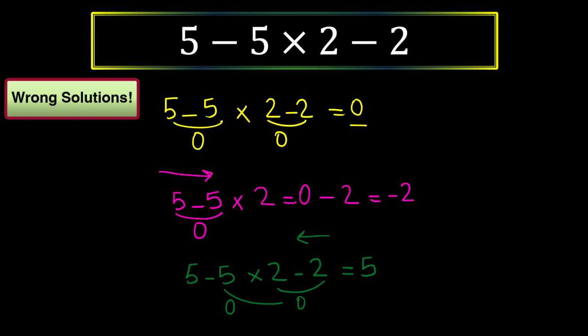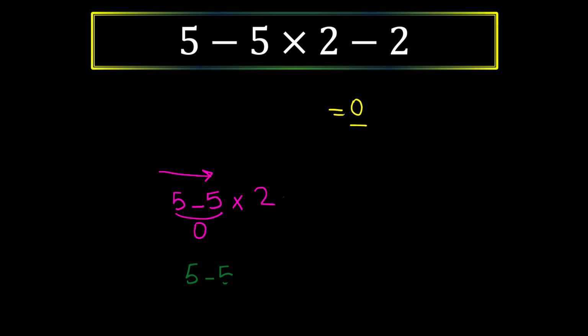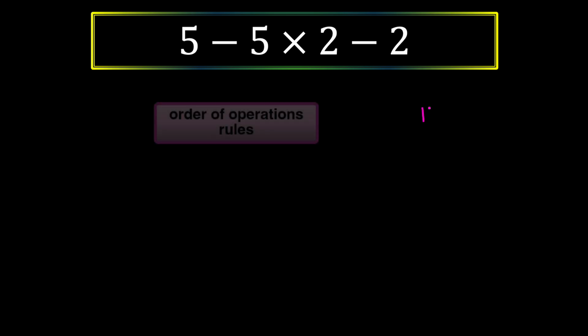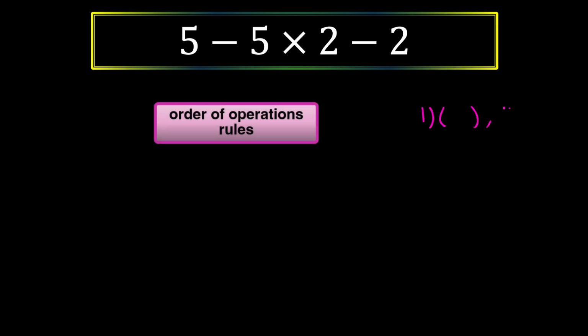And as you can see, all of these approaches are incorrect because when you have multiple operations in an expression, you need to consider their priorities. So we need to review the order of operations rules to determine where we should start. So number 1 is parentheses and brackets. Number 2, exponents. Number 3, multiplication and division. And finally, addition and subtraction.